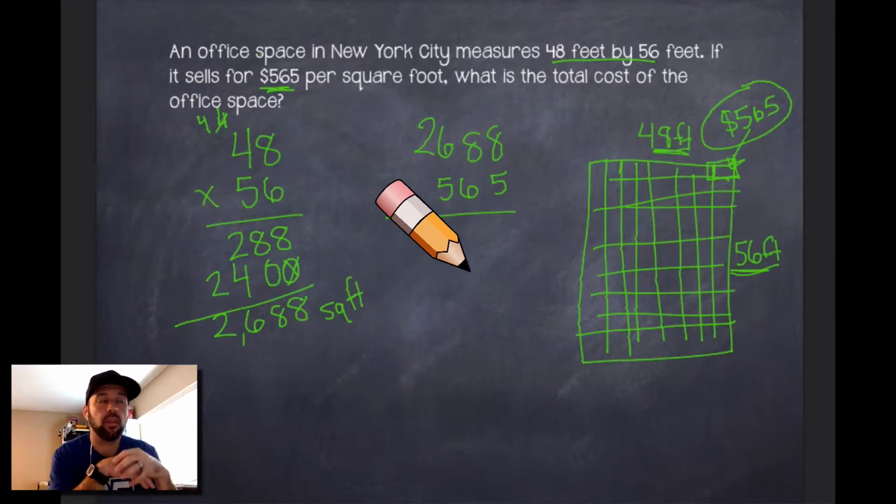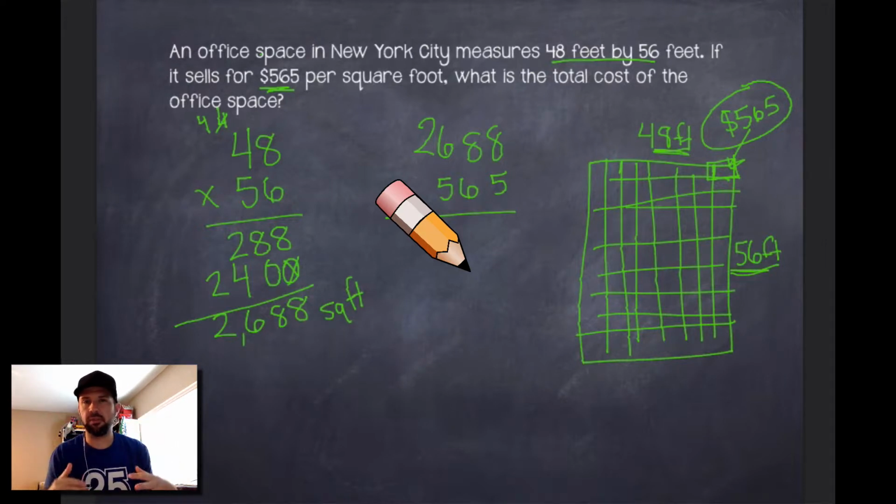Alright guys, so we know that the next step here is we're going to have to take that 565 and multiply it by 2,688. The reason being is because each one of those squares is $565. We have 2,688 of those square feet. So we're going to have to do that $565 2,688 times. So I know that's going to be a big problem with a lot of steps in it.